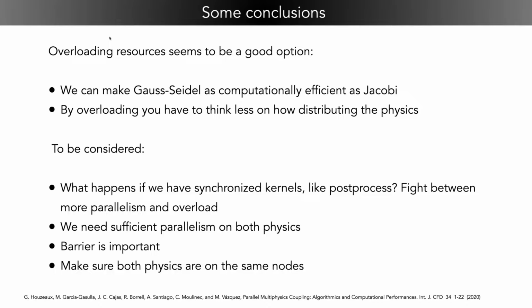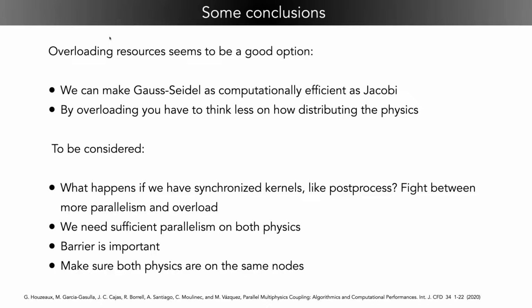As a side effect, by overloading, you have to think less about how to distribute the physics. When you're using exclusive, you have to think, how much resources do I dedicate to this physics, and how much resources to the other one? In this case, you use all the resources.